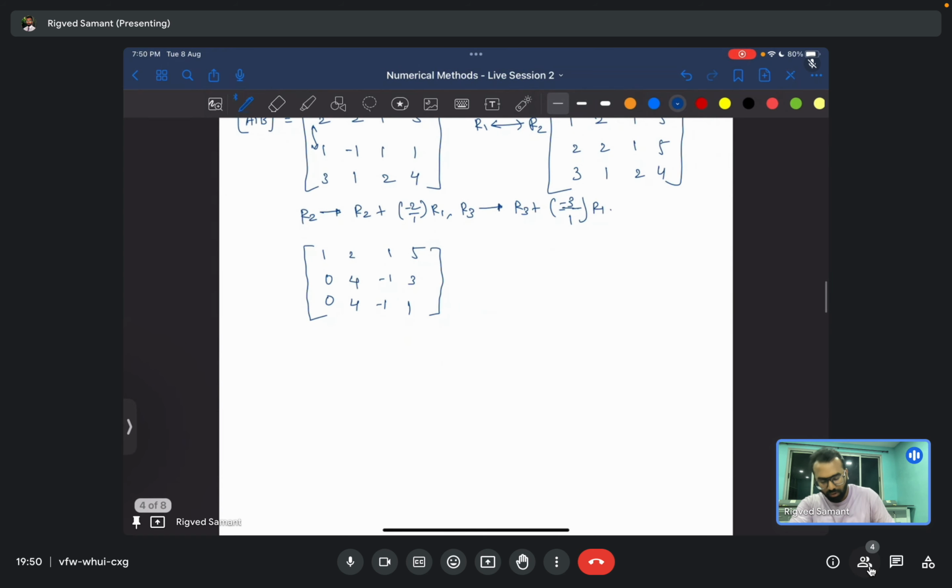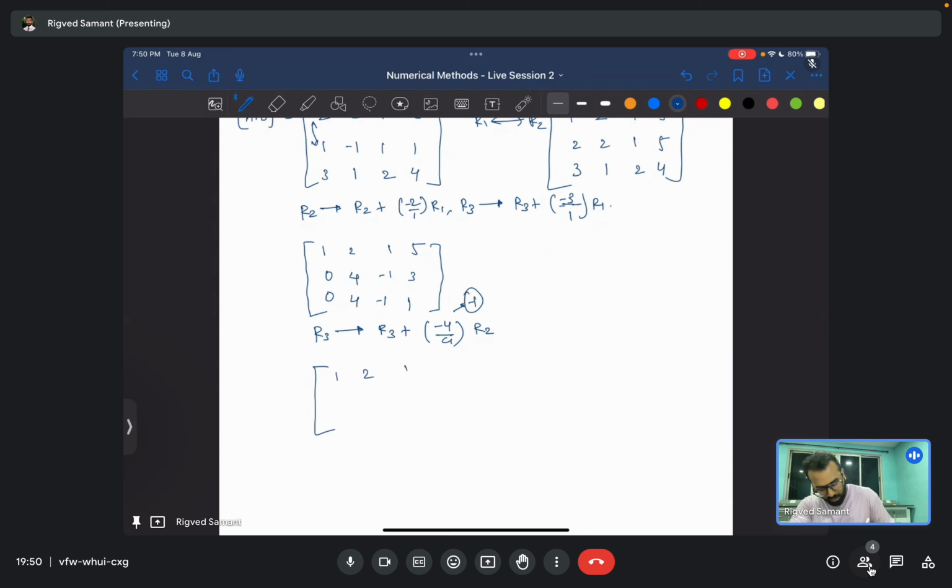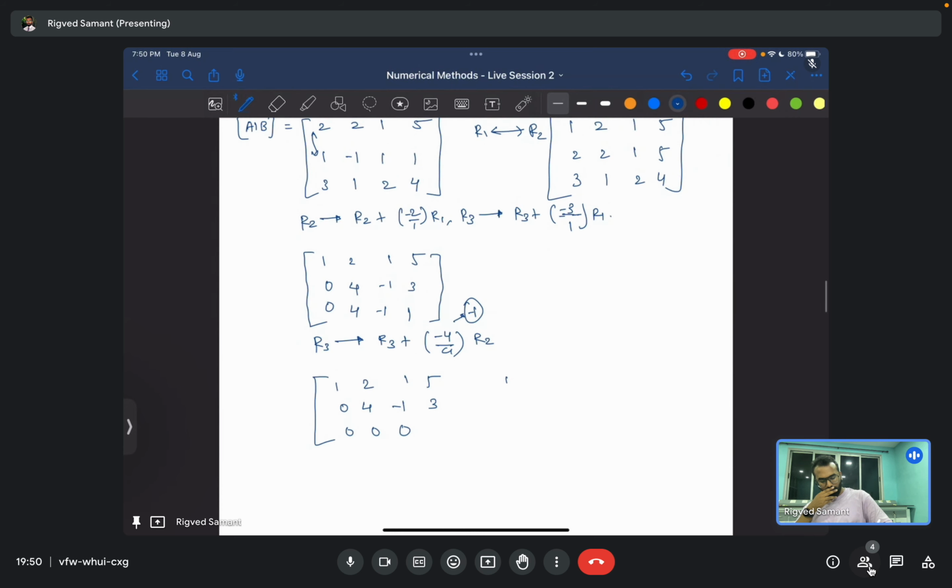Next step would be, are you getting this right? Okay, same Gauss elimination. If you did, R3 would be R3 plus minus 4 divided by 4 R2. So it basically is minus 1, 4 divided by 4 R2. Using this, you have to do this. So 1 2 1 5, 0 4 minus 1 3, 0 0 0, but this will not become 0. 1, so that is 1 minus 1 into R2 is 3. So 1 minus 3 is equal to minus 2. Right?